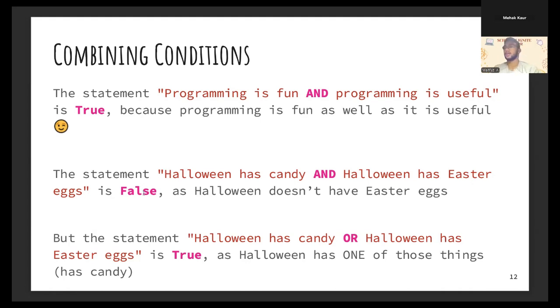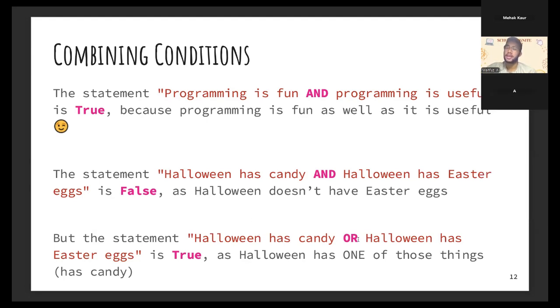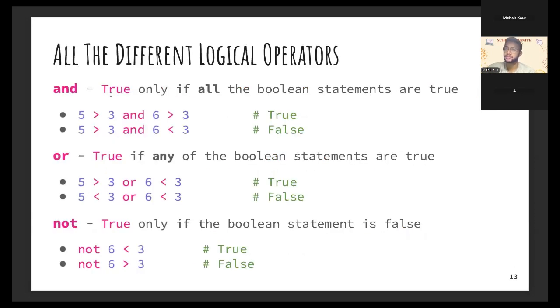I hope you guys are catching on to this. But the statement "Halloween has candy or Halloween has Easter eggs" is true because Halloween has candy. It doesn't really matter about the second statement, because we're using the or keyword right here. Or could mean either the first one or the second one. Since the first one is true, we return true. You're probably wondering why this is important, but it's going to make sense shortly. There are 3 different keywords that you can use with Boolean values.